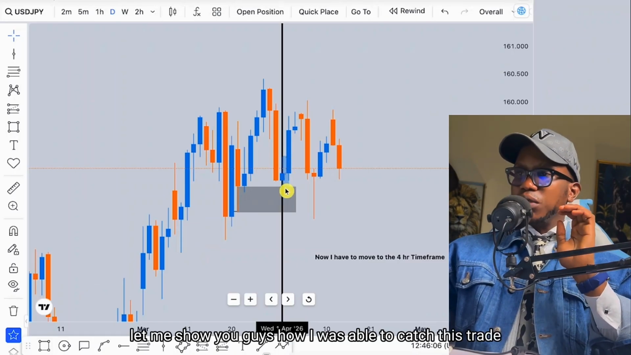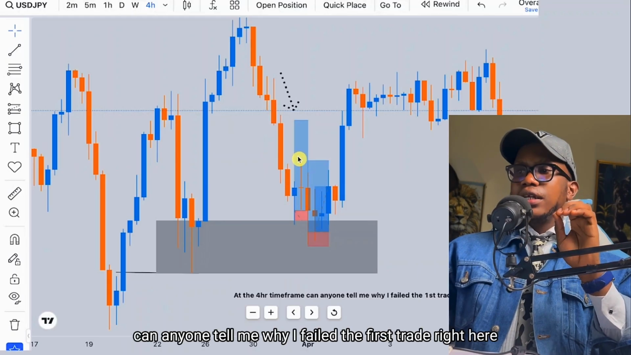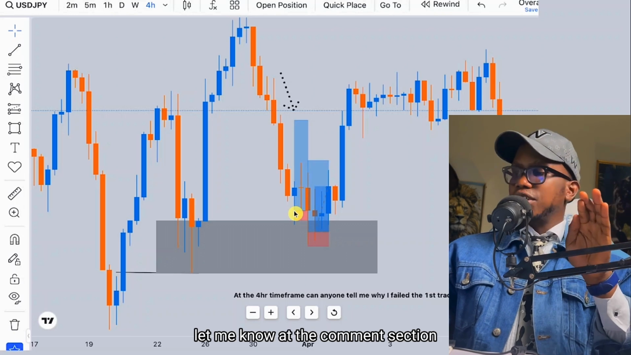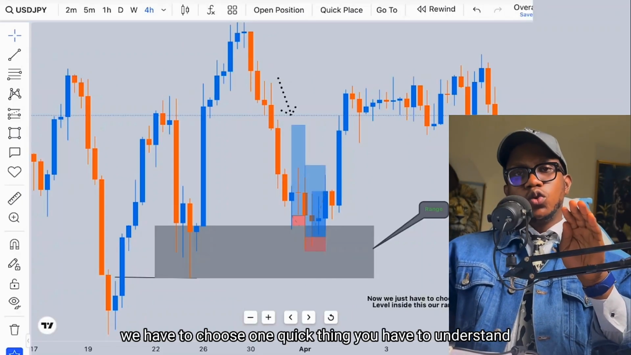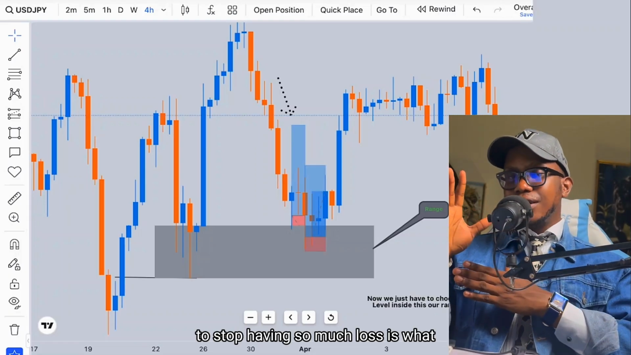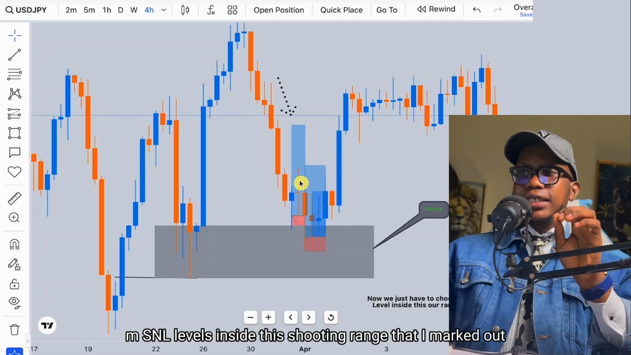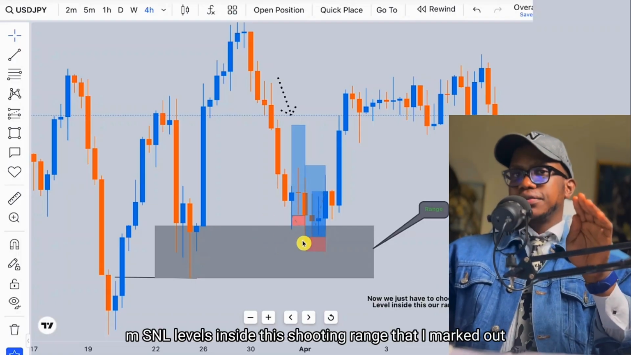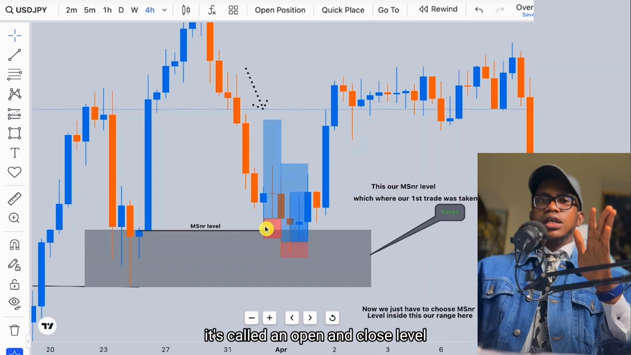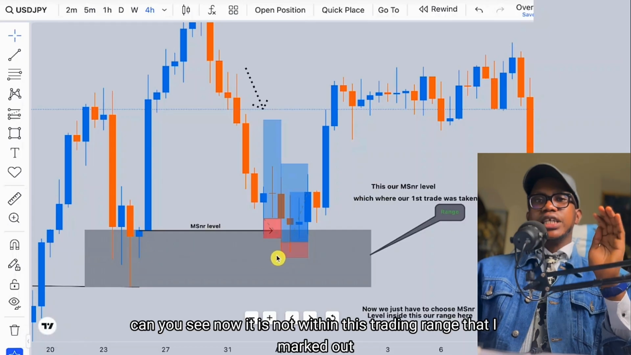Let me show you guys how I was able to catch this trade. Now at the 4-hour time frame, can anyone tell me why I failed the first trade right here? Let me know in the comment section. One quick thing you have to understand to stop having so many losses is that you have to choose MSNR levels inside this trading range that I marked out. Now look at this MSNR level. It's called an open and close level, a type of MSNR level. Can you see it is not within this trading range that I marked out?